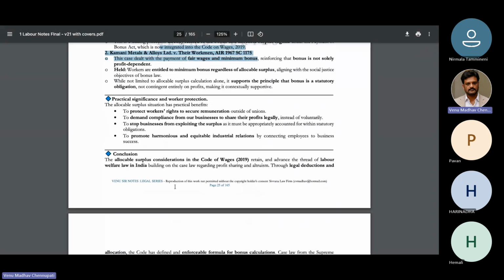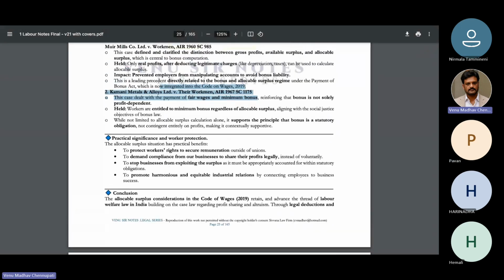So what I did is, I've started quoting all Supreme Court landmark cases, which are also helpful, and even I think the examiner or the writer who is correcting will also understand the cases because these are landmark cases.